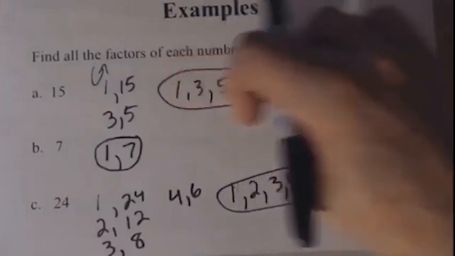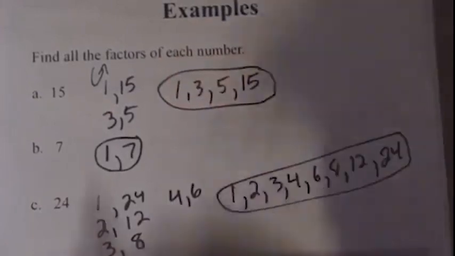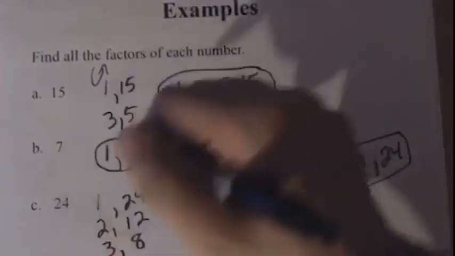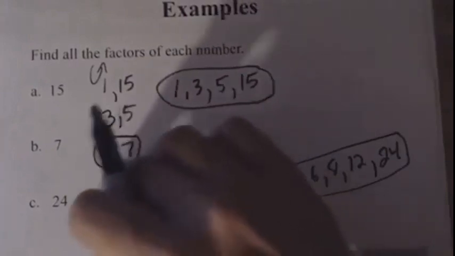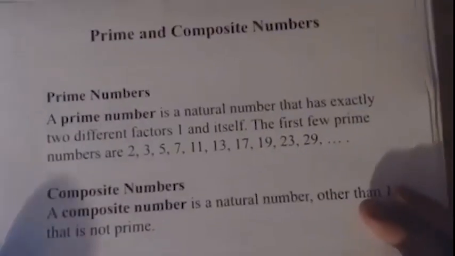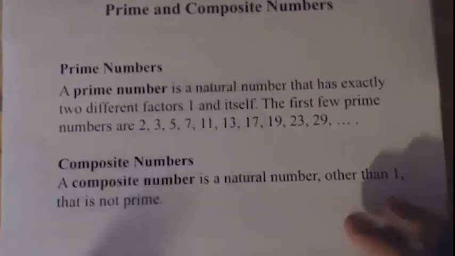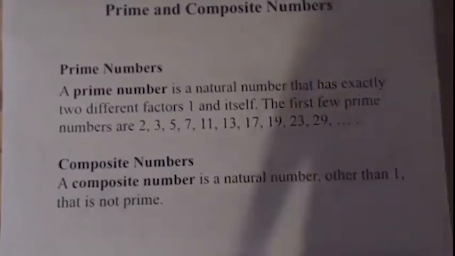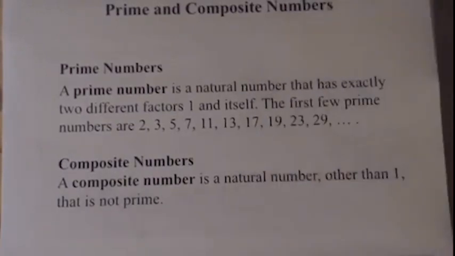A and C, these lists that have multiple factors, we call these composite numbers. And B, 7, we're going to call that prime because its only factors were 1 and itself. So a prime number is a natural number that has exactly 2 factors, 1 and itself. These are numbers like 2, 3, 5, 7, 11, 13, 17, 19, 23, 29. Numbers that only are themselves times 1. A composite number is any number that's not prime.